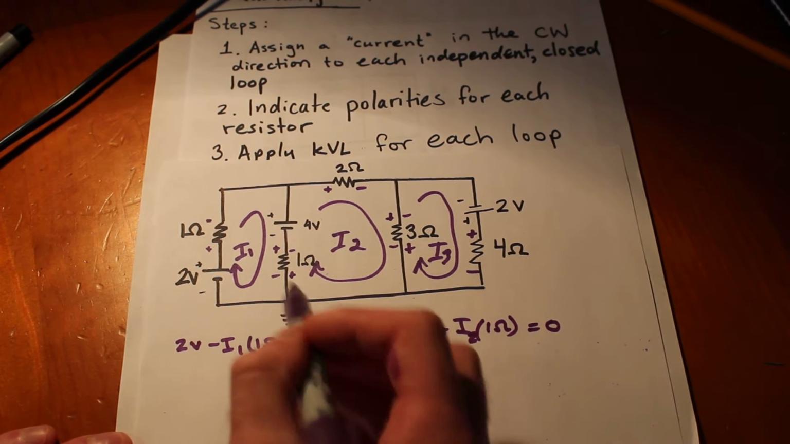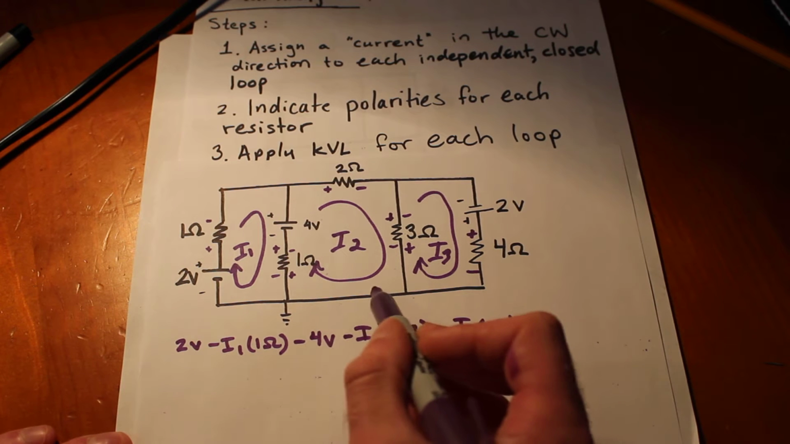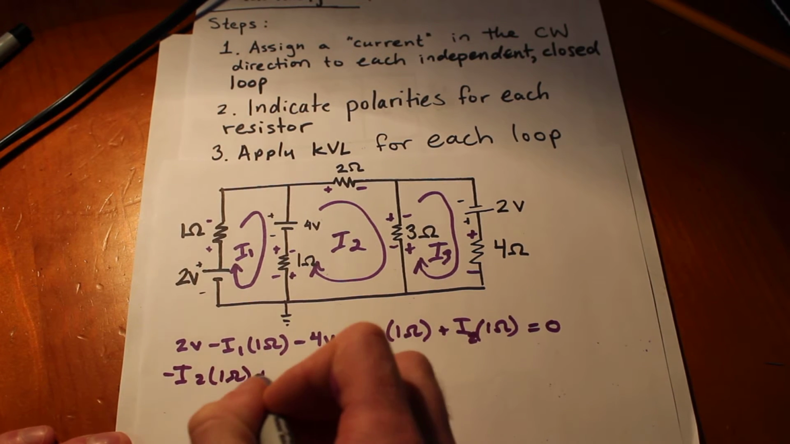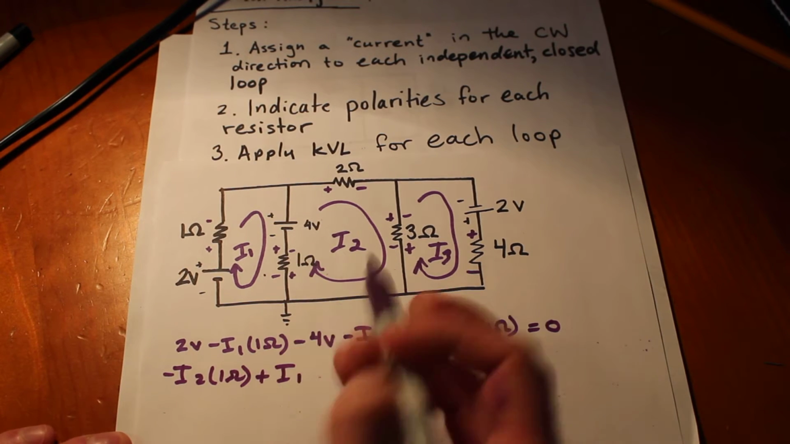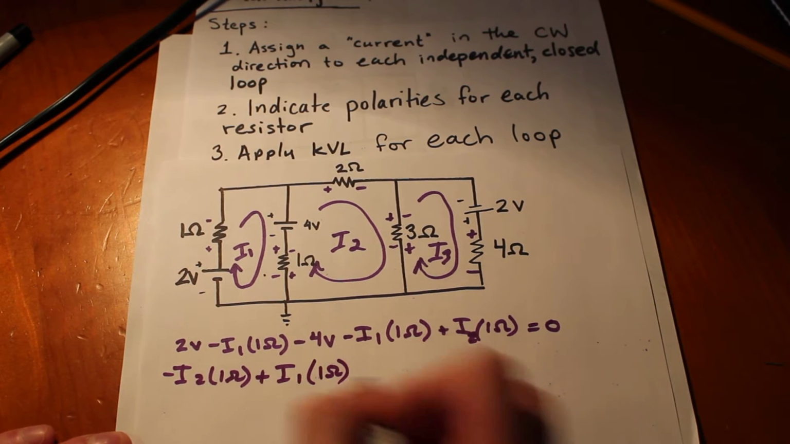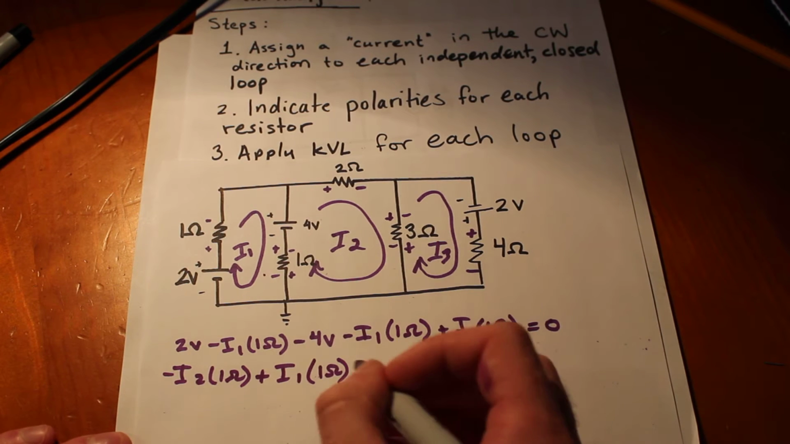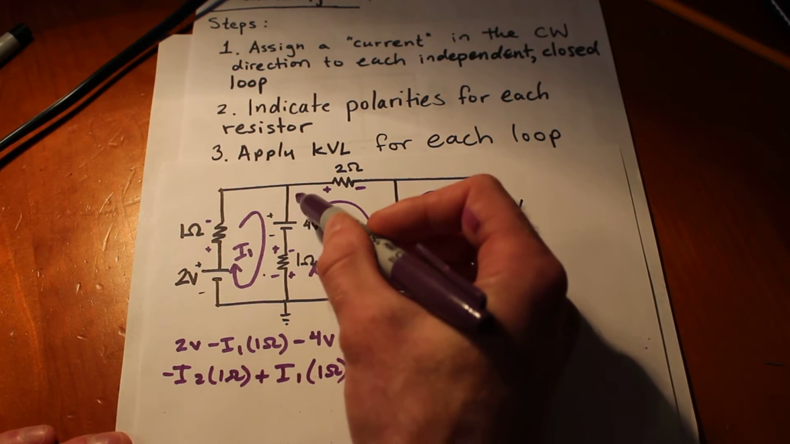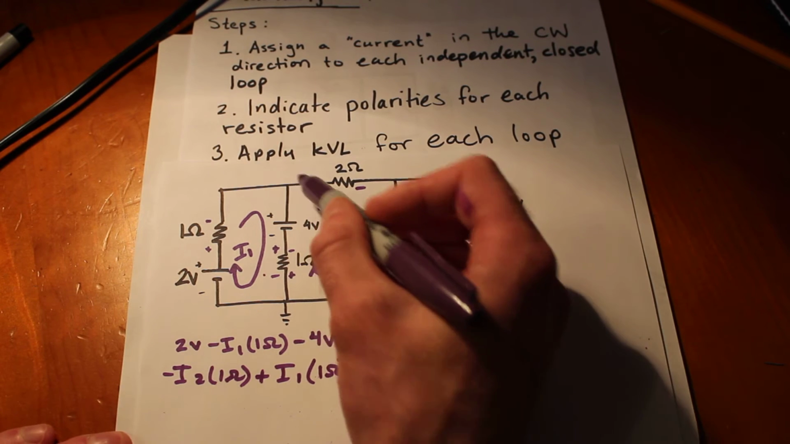Loop number 2, we'll start from this area right here. We'll go minus I2 times 1 ohm plus I1 times 1 ohm. And I'm sure many of you guys are speaking this out loud while you're watching this because you're getting a little bit used to me saying this. Positive voltage, because we're going out the positive portion of it.